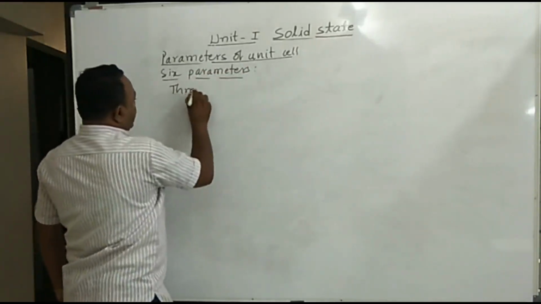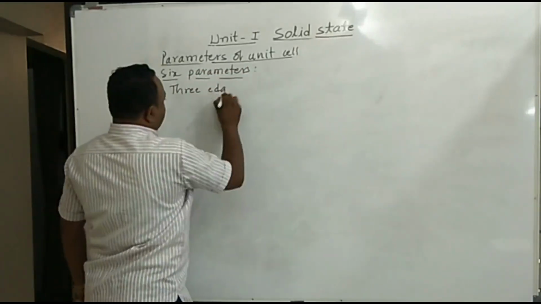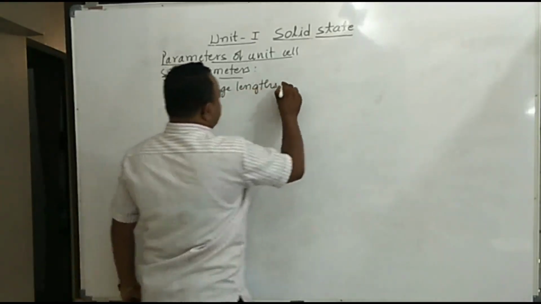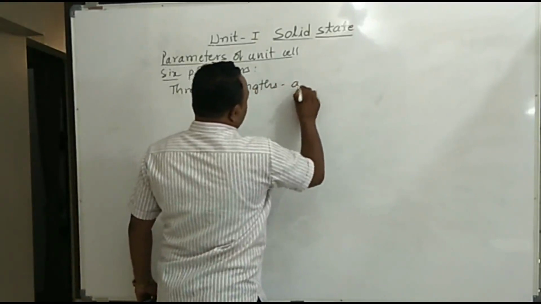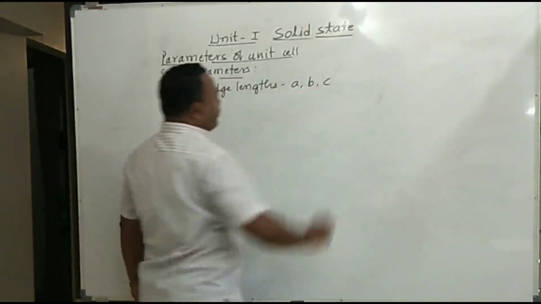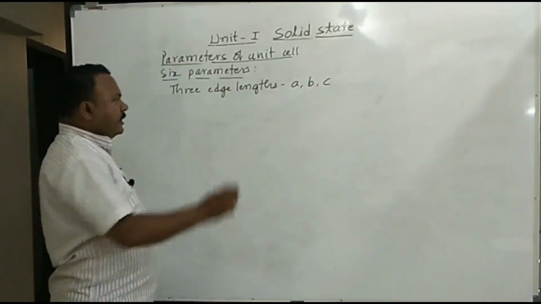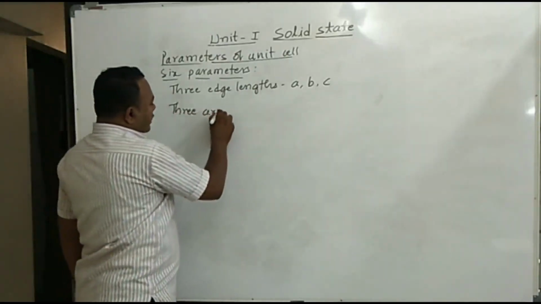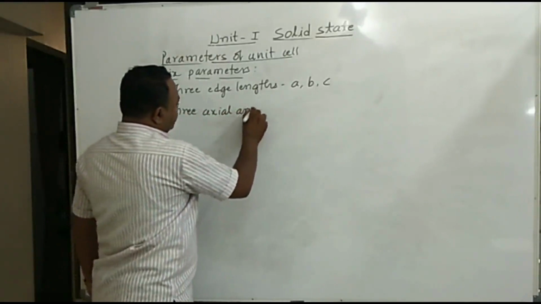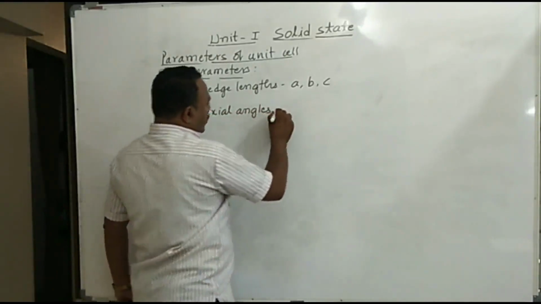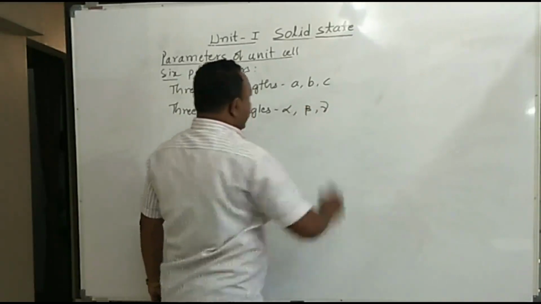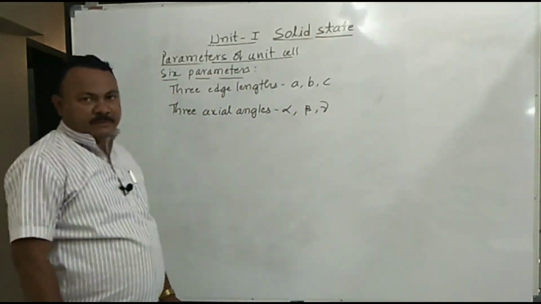Three edge lengths. These edge lengths are denoted by small a, b, c, and we have 3 axial angles, also called interfacial angles, alpha, beta, gamma.